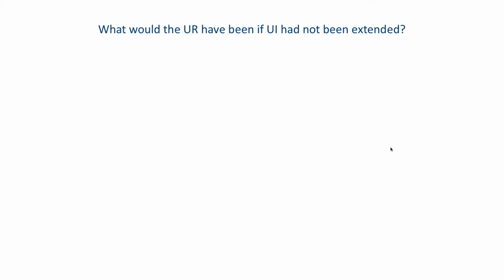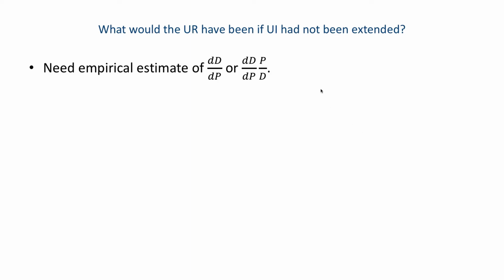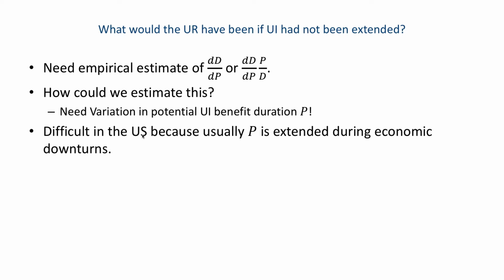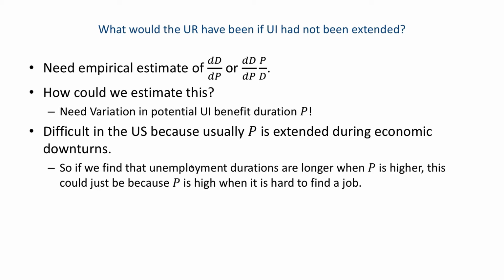So we would have to know how much the unemployment rate would have increased if UI had not been extended. We thought that for this it's important to have empirical estimates of how P affects the unemployment durations, either in terms of the marginal effect or expressed as an elasticity. Now, how could we estimate this? Well, we need variation in potential UI benefit durations P, of course. This is difficult in the US because usually P is extended during economic downturns. So if you find that the unemployment durations are longer when P is higher, this could just be because P is high whenever it is hard to find a job. This generates the classic omitted variable problem.